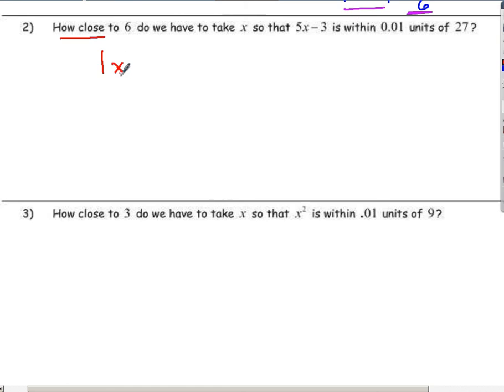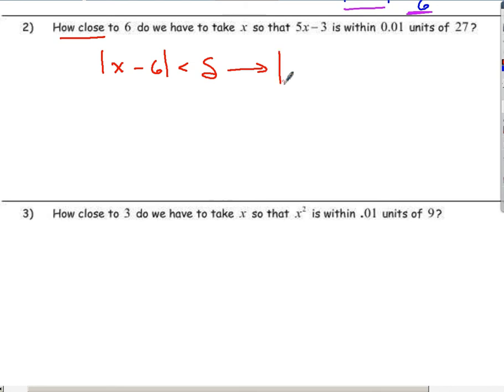We start with our x's. We're going to take x minus, in this case it says how close to 6 do we have to take x, so it's x minus 6. Got that absolute value. That's going to be less than the delta idea we're looking for. And ultimately how we're going to find that delta idea, we're going to set up another absolute value over here that compares the function and the limit concepts.